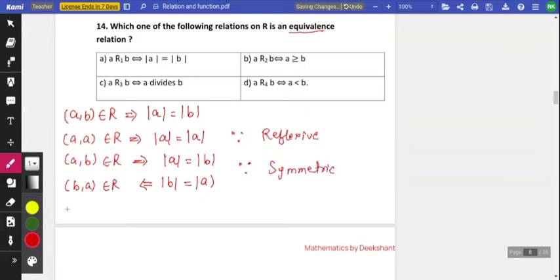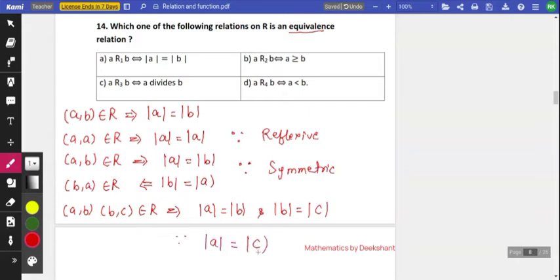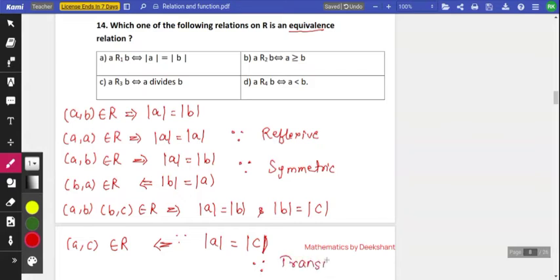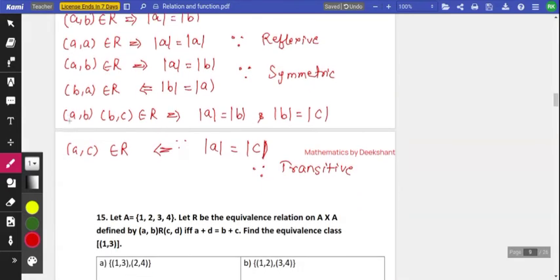For the given relation to be transitive, if (A, B) and (B, C) belong to relation R, it means mod A is equal to mod B and mod B is equal to mod C. We can also say that mod A is equal to mod C. This shows that (A, C) also belongs to relation R. Therefore, the given relation is transitive. So the given relation is reflexive, symmetric and transitive. So option A is an equivalence relation. So the correct answer is option A.